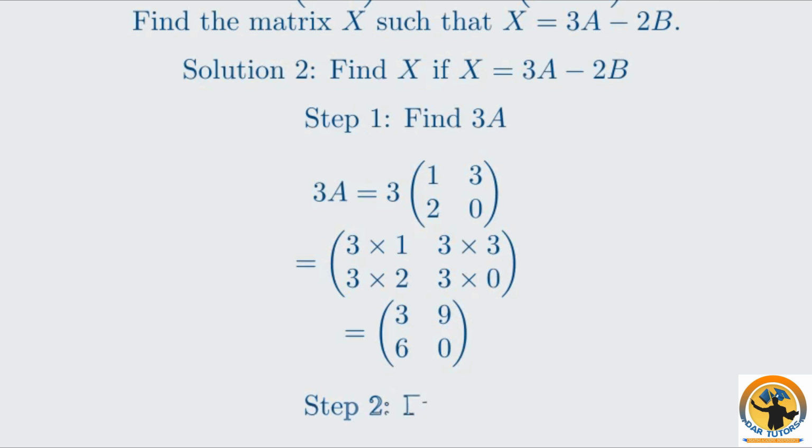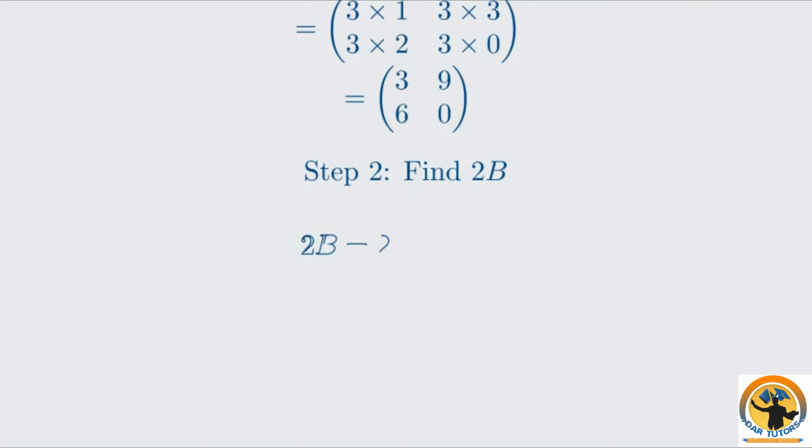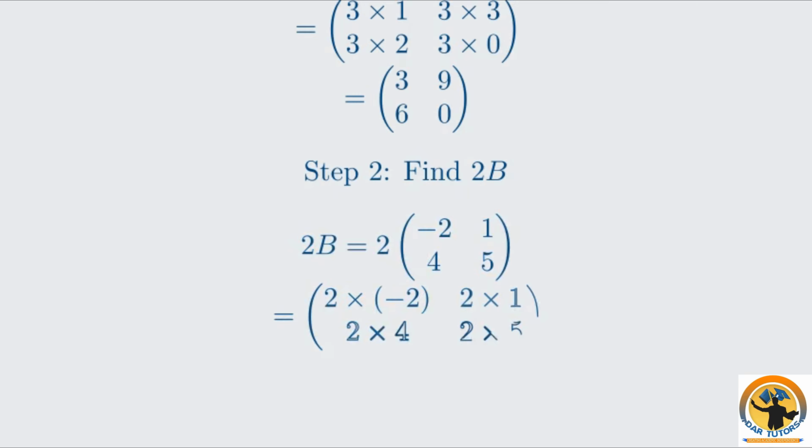Step 2 is to find the matrix 2B. Similarly, we substitute the values for B and multiply every element by 2. This results in the matrix -4, 2, 8, 10.